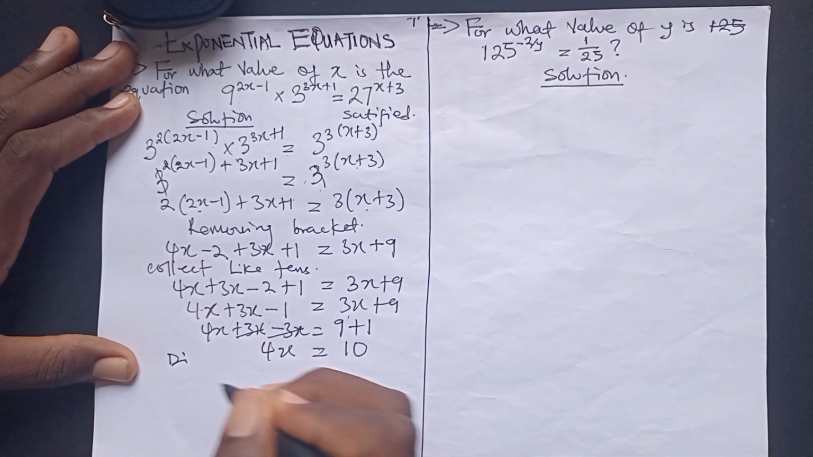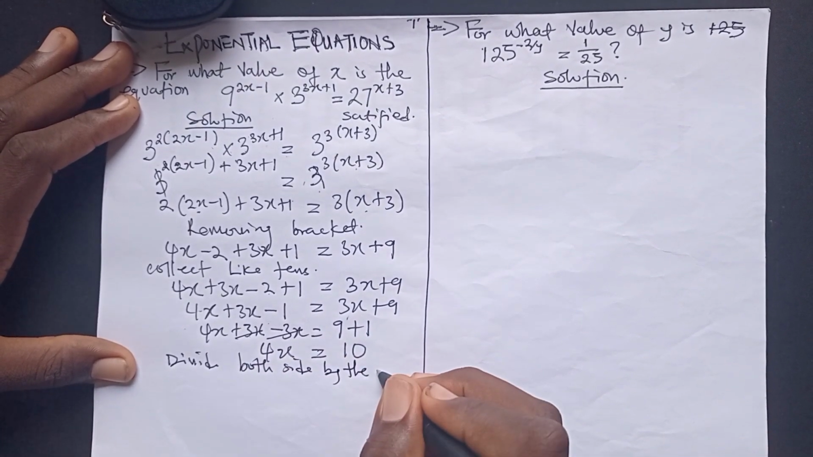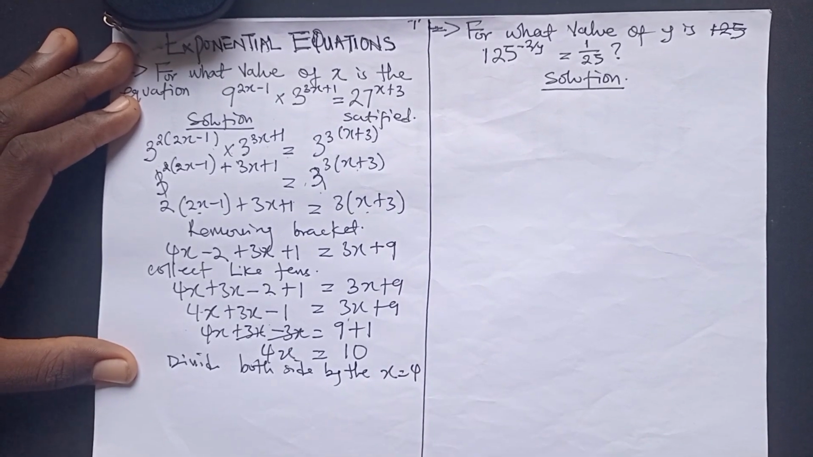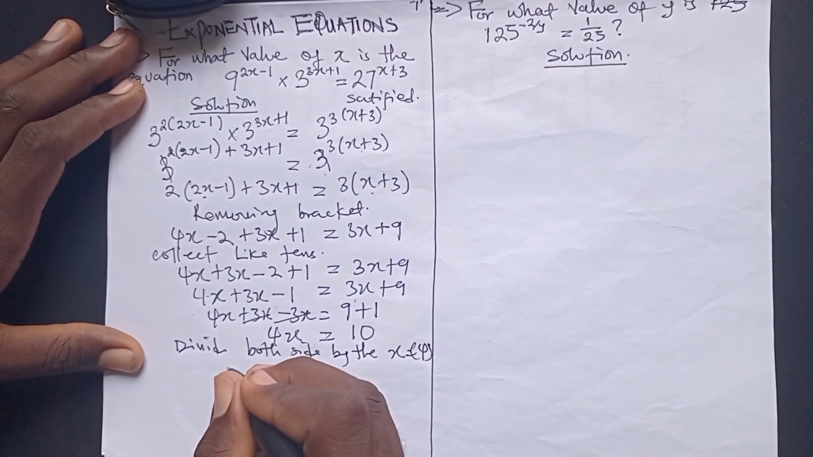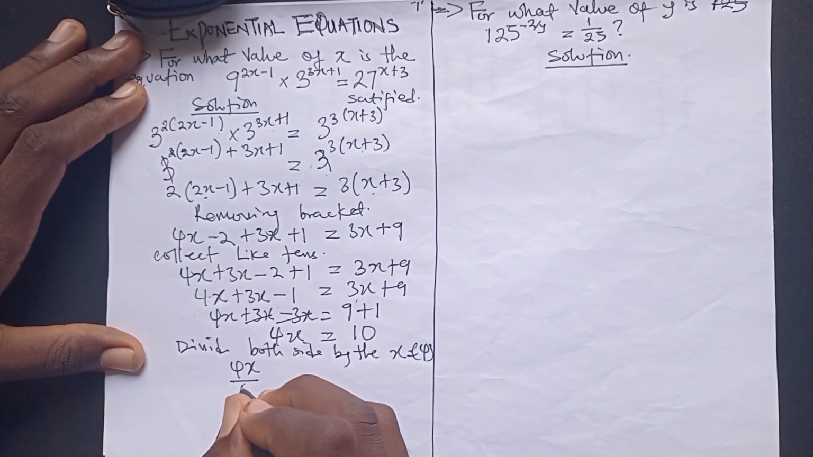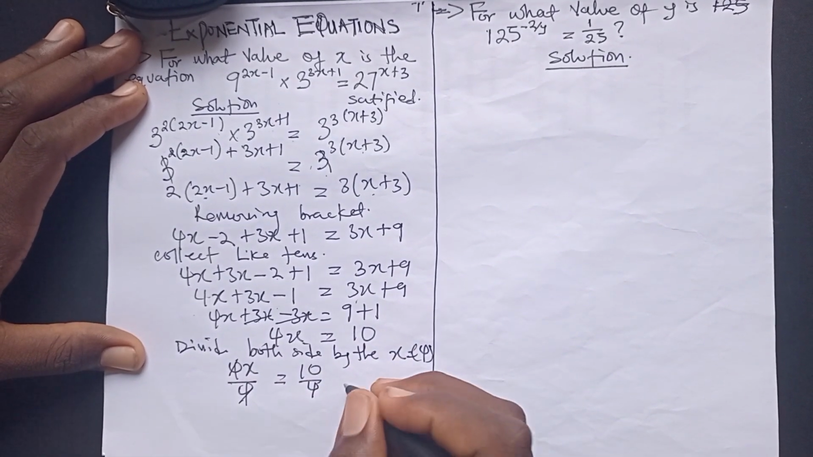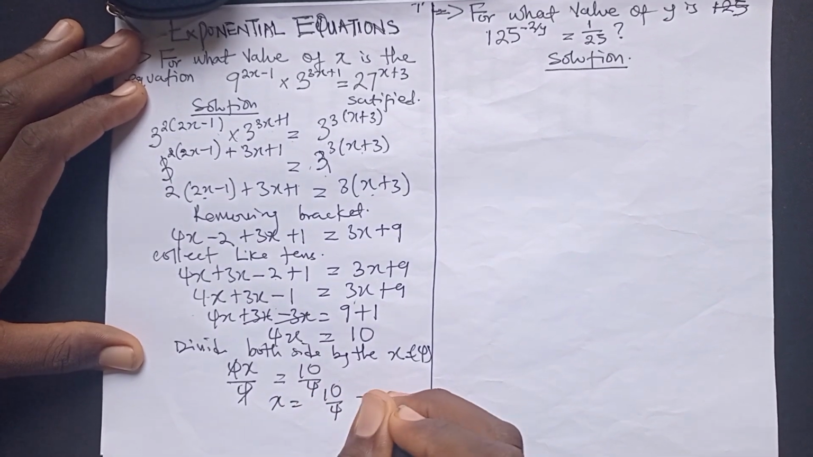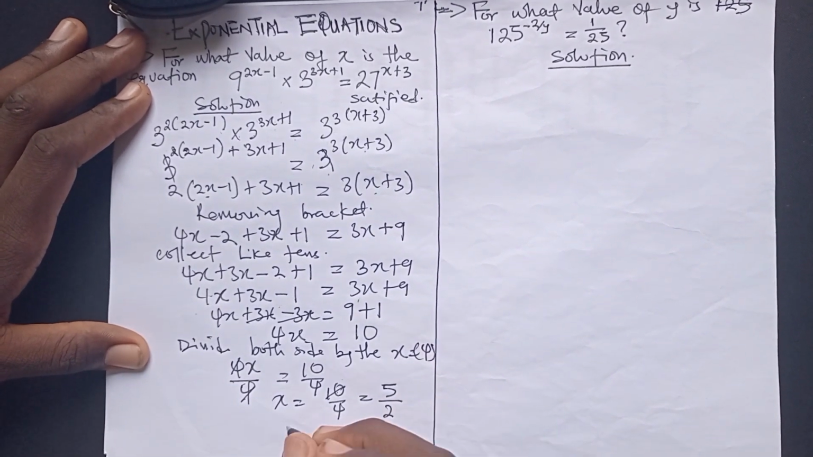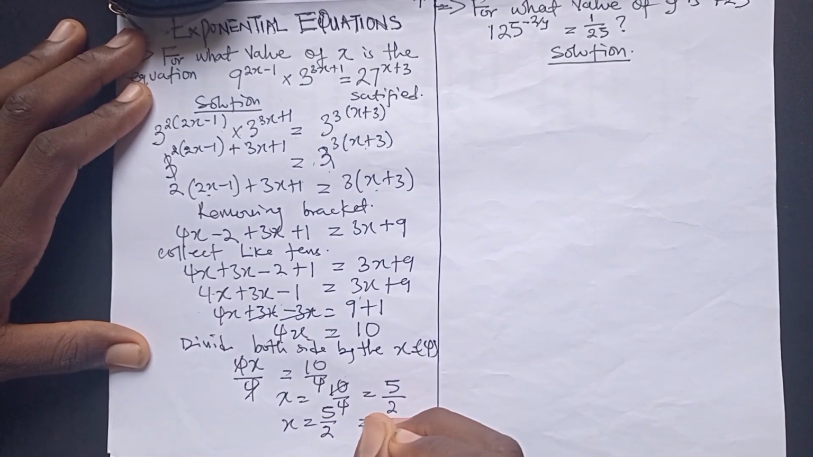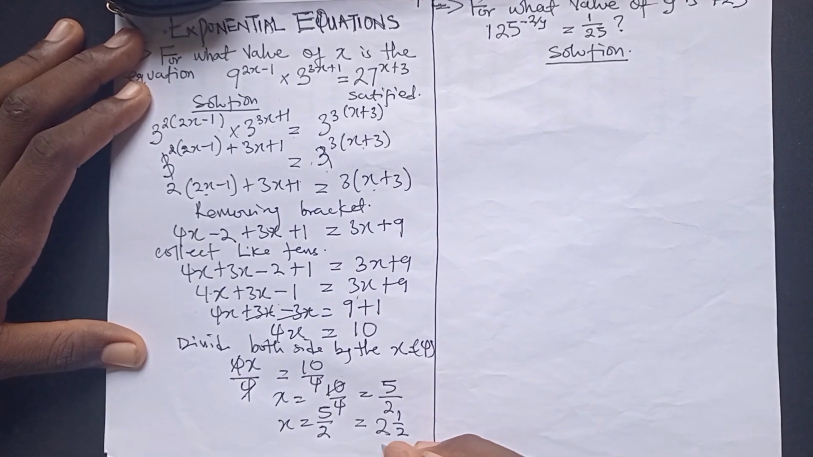Now, if we divide both sides by the coefficient of x, which is 4, we have 4x divided by 4 equal to 10 divided by 4. 4 can cancel 4, so x will be equal to 10 over 4. If 2 goes into 10, you get 5. 2 goes into 4, you get 2. So now x is equal to 5 over 2. Turning it into a mixed fraction, it is 2 whole number 1 over 2. So this is our answer for x.